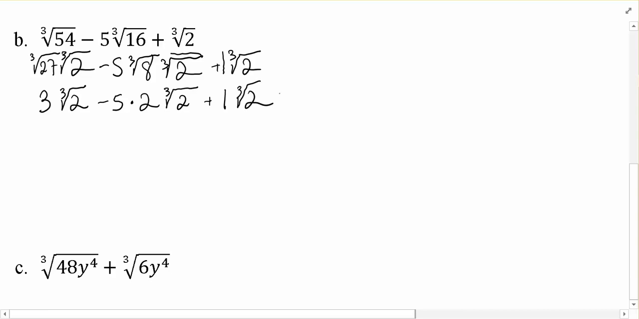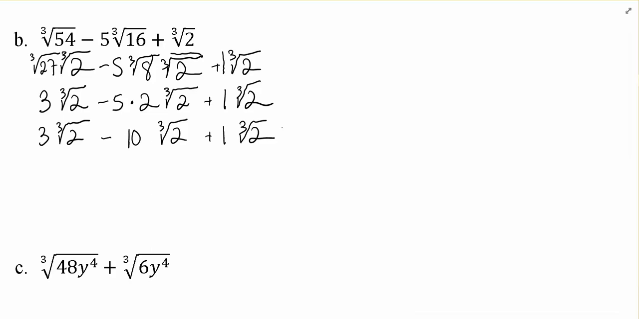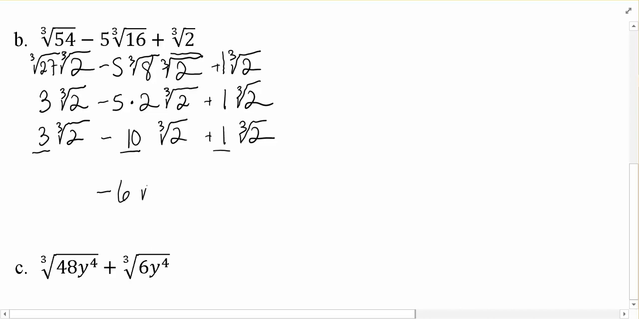Now in the clean it up step, it's a small clean it up step, but we'll go ahead and do it anyhow. 5 times 2 is 10. So now all 3 of these are cube root 2's. So now I just want to look at my coefficients. 3 minus 10 is negative 7. Negative 7 plus the 1 is negative 6 cube root 2.